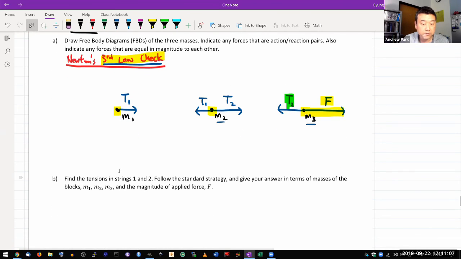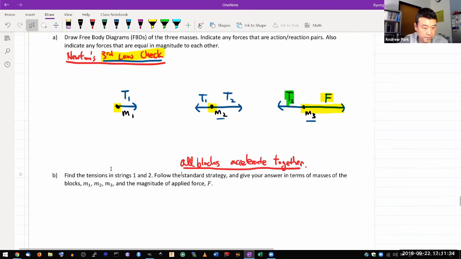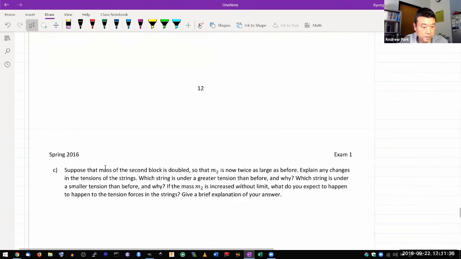In part B, the main thing that you have to remember is to make sure you remember that all blocks accelerate together. And that fixes what the tensions T1 and T2 have to be so that all blocks accelerate together. And yeah, I think part B is fairly easy to do here.